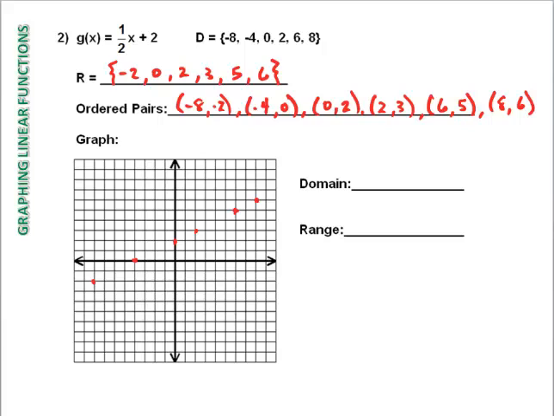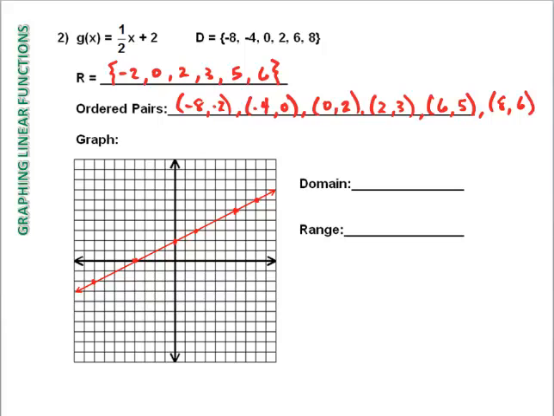Okay, so I've listed the range, -2, 0, 2, 3, 5, 6, based on those domain values. And the ordered pairs are listed there also. I then took the ordered pairs and I graphed those points. And if you'll notice, they all pretty much make a line. So I'm going to go ahead and draw a line through these points. So there's your line. And now we want to look at the domain and the range.